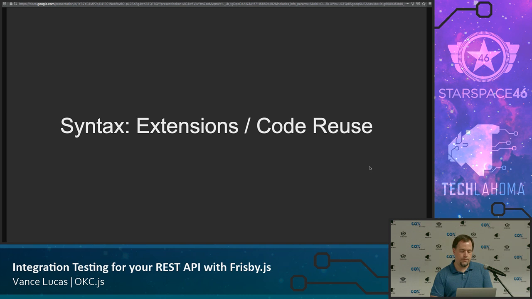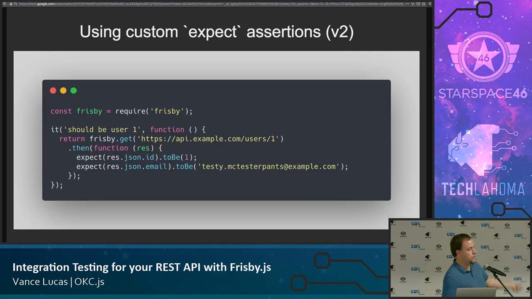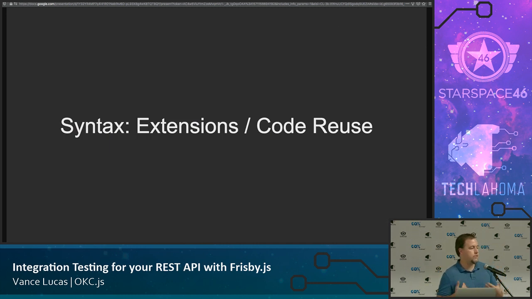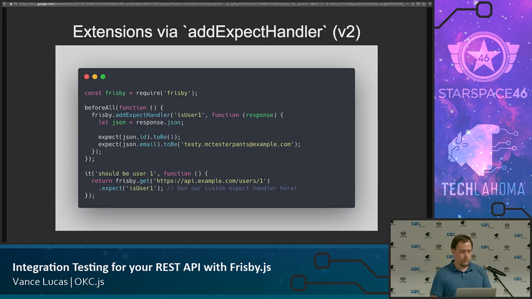So if you want to use those expects to test for a certain thing, but then you want to take that and make that more reusable, there are extensions built into Frisby 2. And what you do is you call this function called addExpectHandler. So I'm using, I can't click on the slide without changing it, I'm using a beforeAll function, which is defining this isUser1 function, basically, that accepts the response just like a normal Frisby test.